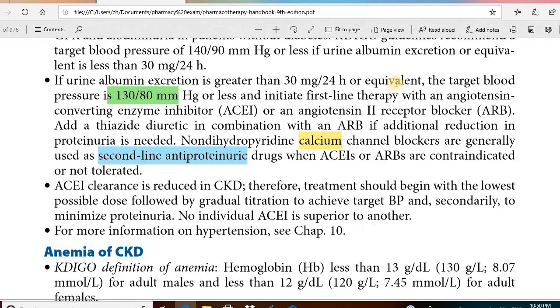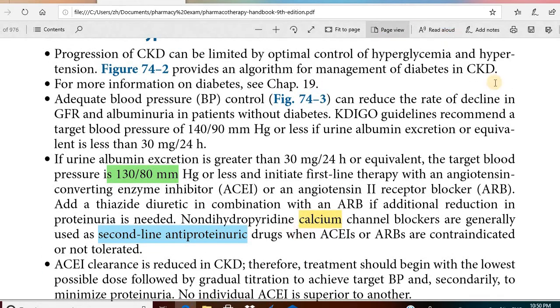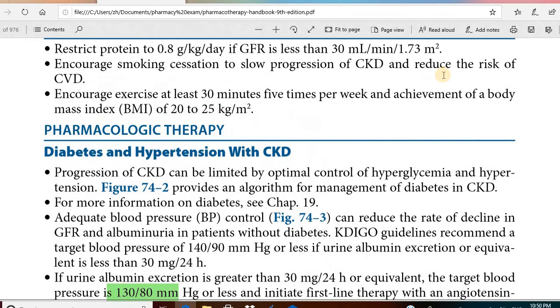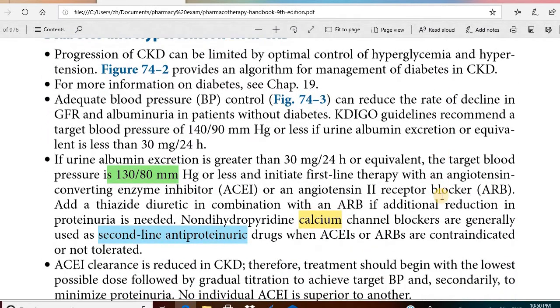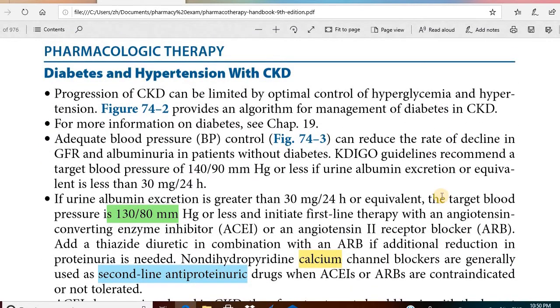So up till now we have discussed the patient with, sometimes the laptop may hang. Okay. The patient with diabetes and hypertension and with CKD. So how can you manage these?